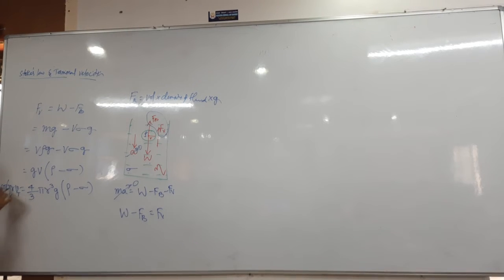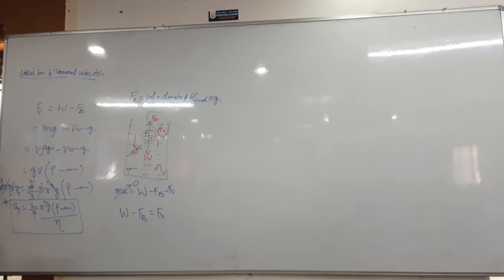Now what will get cancelled here? Pi gets cancelled. R also gets cancelled. Then what is remaining here? This is 3 and this is 2. Then terminal velocity Vt equals 2 by 9 into R square into g into rho minus sigma, divided by eta. That much of a big formula you have to remember.